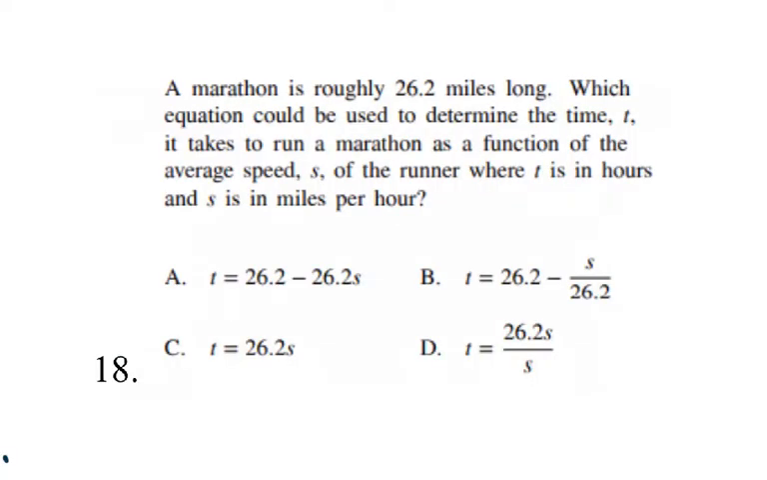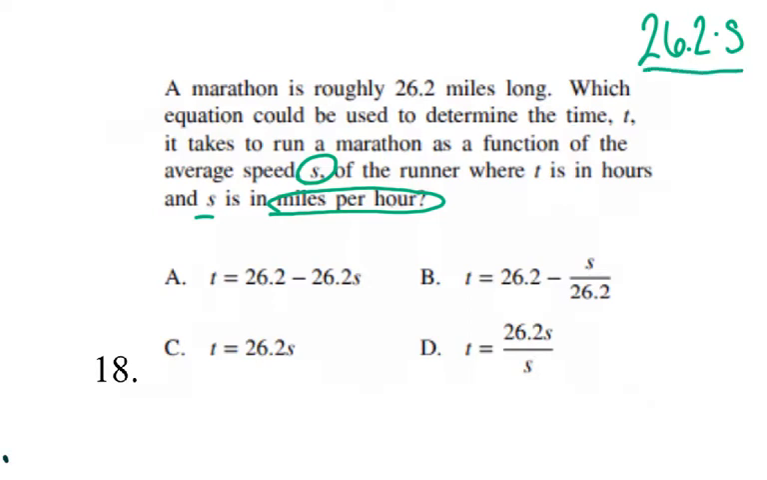Alright, so read this one really quickly. Pause the video if you need extra time. Okay, so S is in miles per hour, and S is your average speed. So if you ran 26.2 miles, you would have to times that by your speed. But then you would also want to divide it by your speed, which is a little weird. So remember, it's miles per hour.